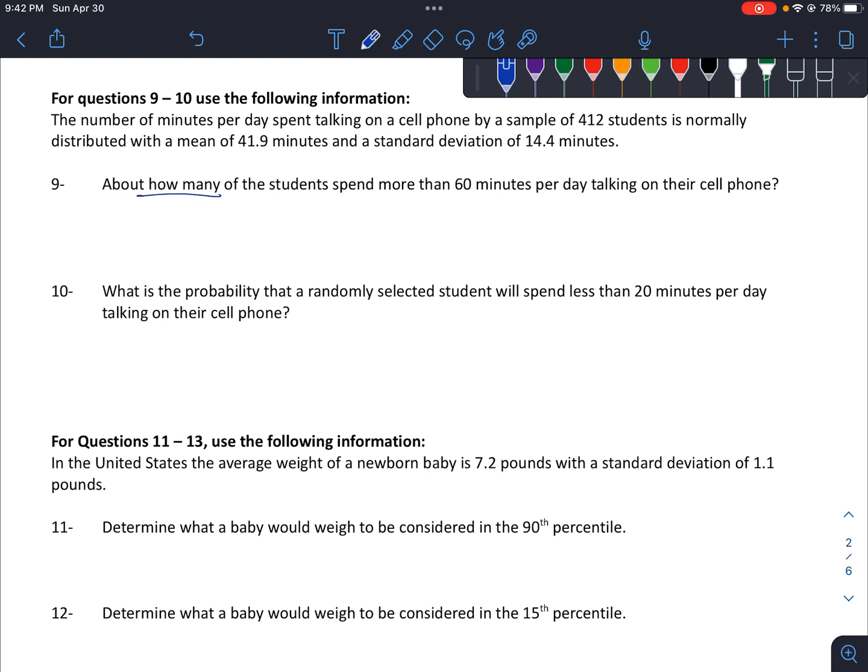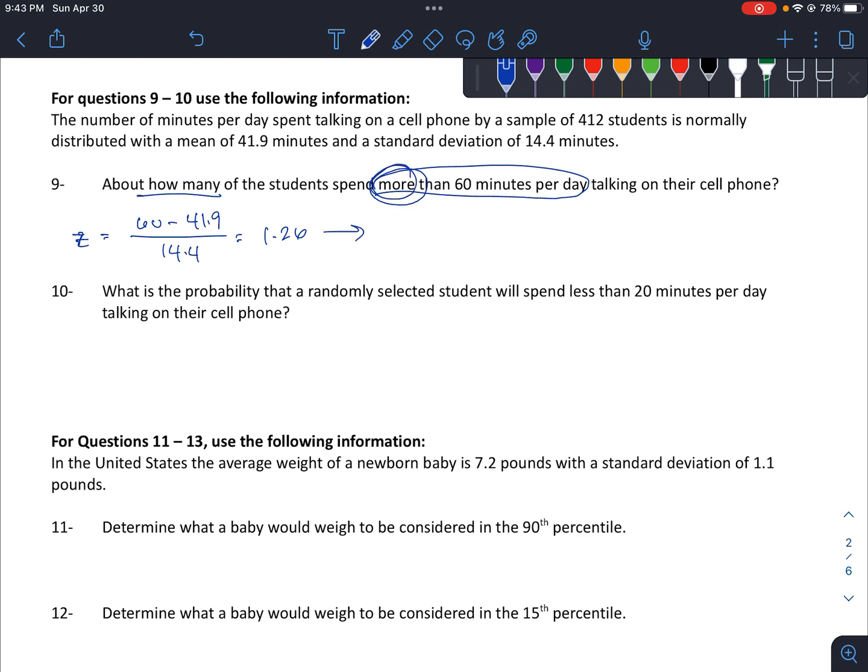Okay, so what we're looking for is the probability that they spend more than 60 minutes per day. So let's find a z-score for it, given that 60 minutes is going to be equal to 60 minus the mean, which is 41.9, divided by 14.4, which was the standard deviation. So we get 60 minus 41.9 divided by 14.4, and we get 1.26 right there. Okay, let's find the area.